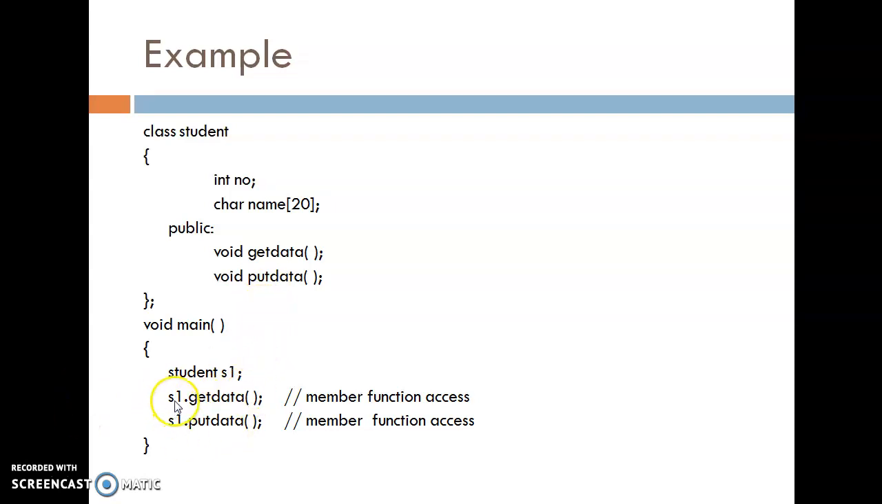From here, s1 dot get data. S1 is the object name, dot, function name. Once again, s1 dot put data. Object name, dot, function name. So using this method we can access the function.